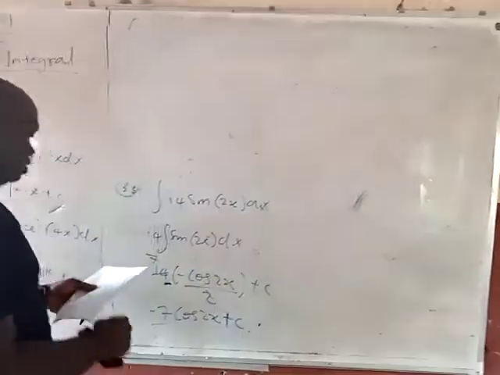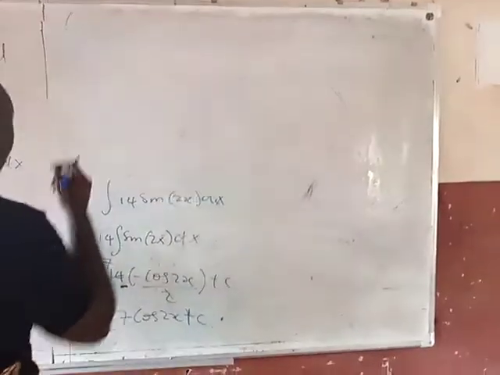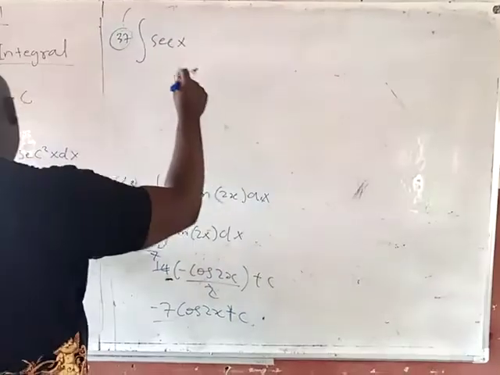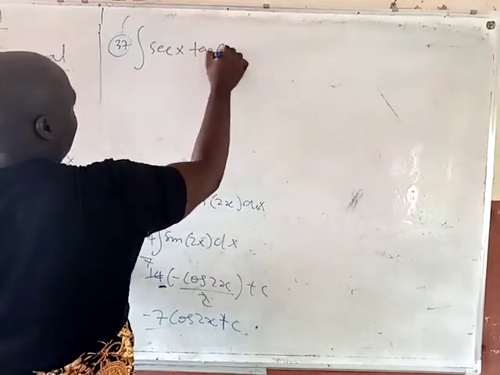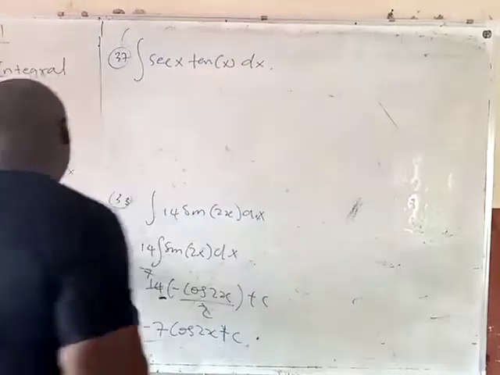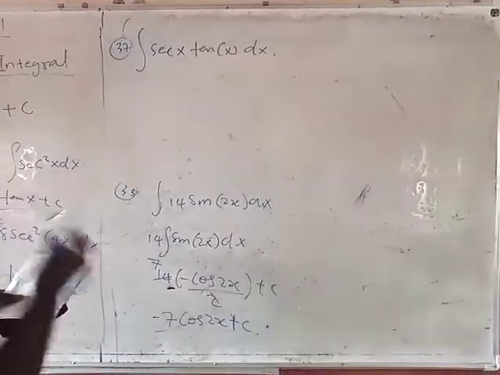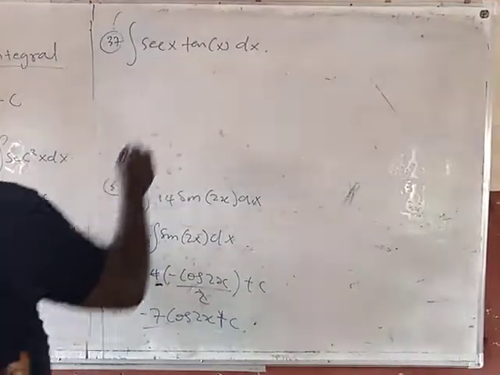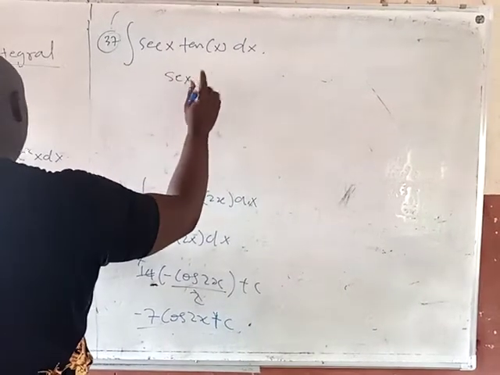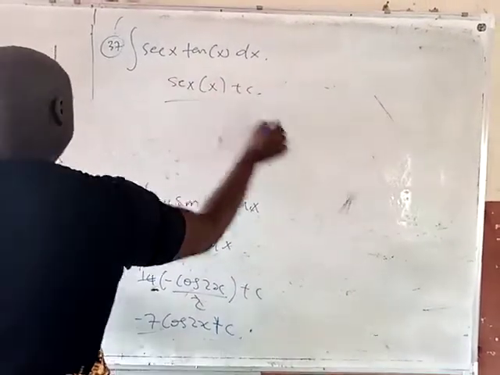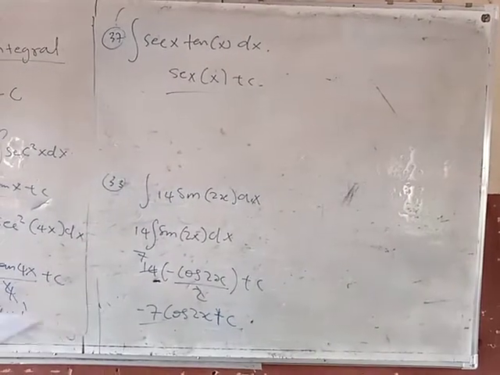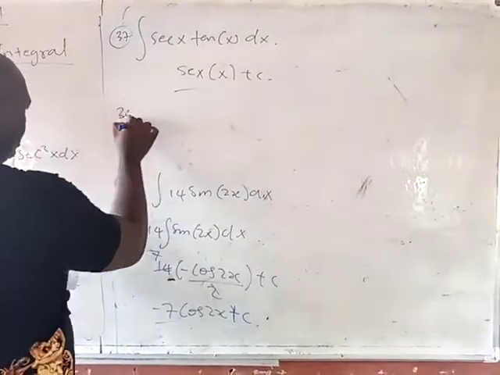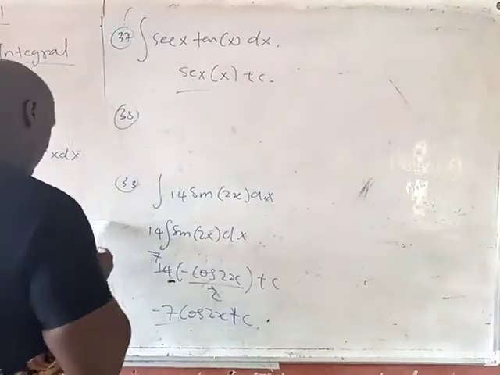Example number 37, under trig functions. What if you integrate sec x tan x dx? The integral of sec x tan x is going to give you sec x plus C. Please note all these things I'm writing.